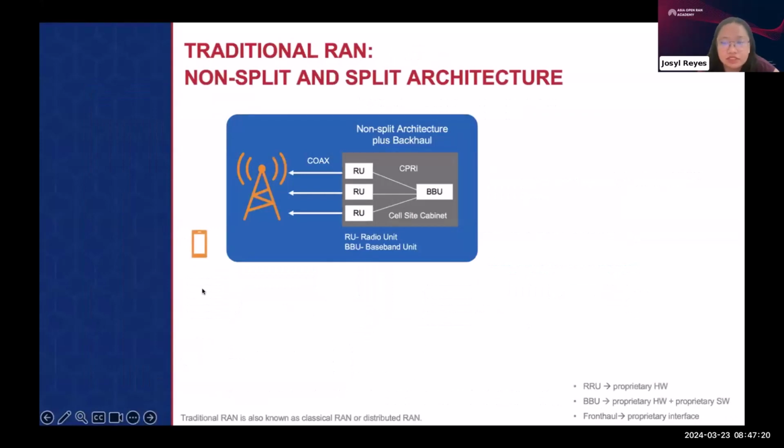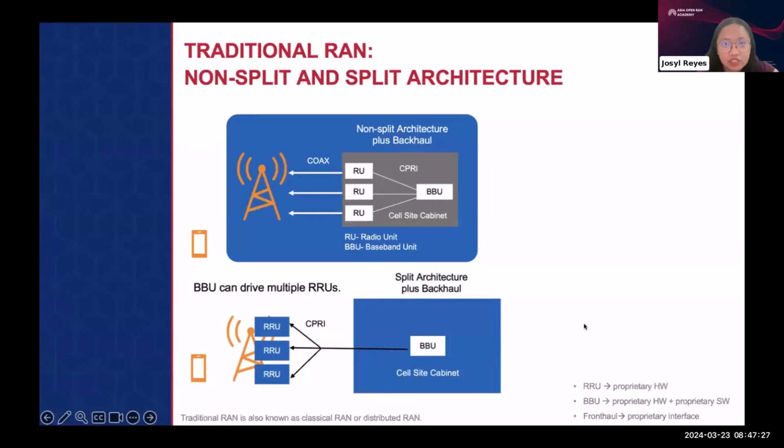And this is just another way of looking at it, for the non-split architecture and the split architecture. When you say non-split architecture, they have the baseband unit and the RRU in the same cabinet. But in the split architecture, the RRU is nearer the antenna, and the baseband unit can also serve a lot of radio units. So it would be more cost effective.